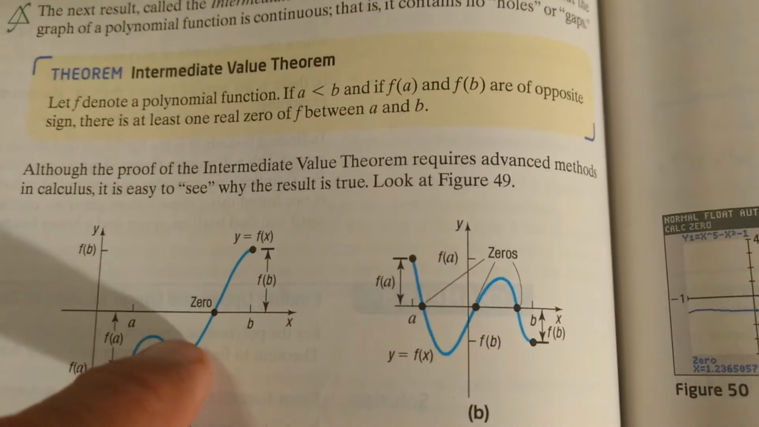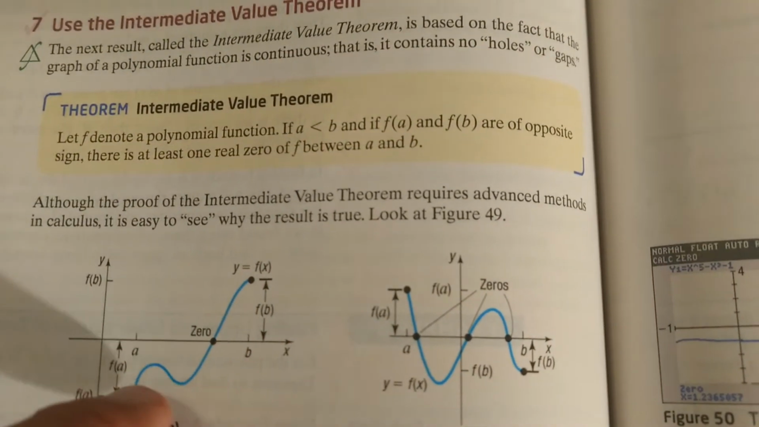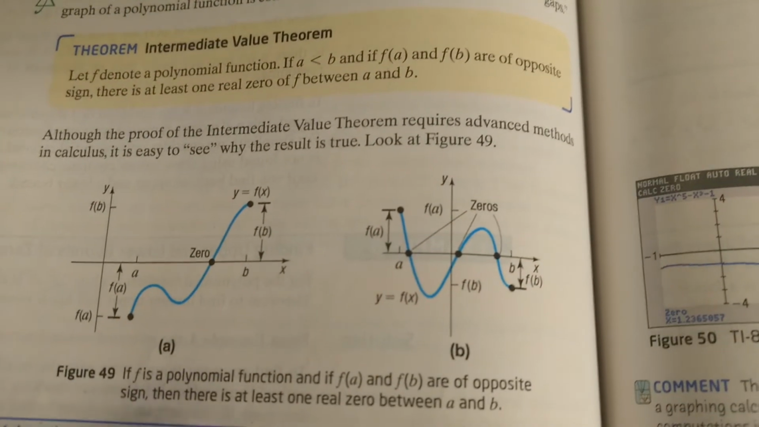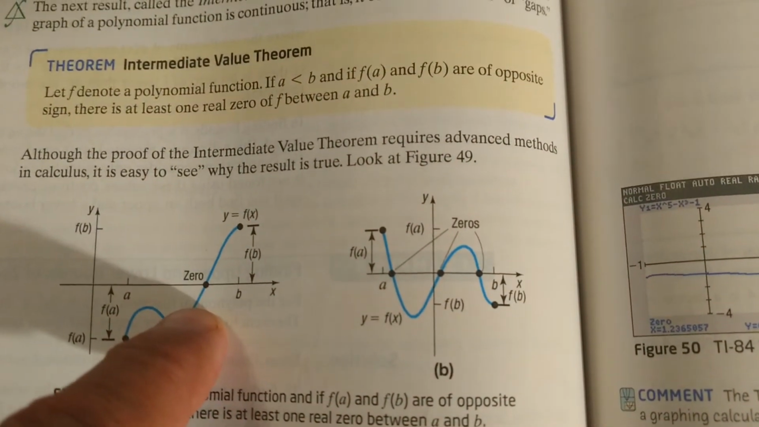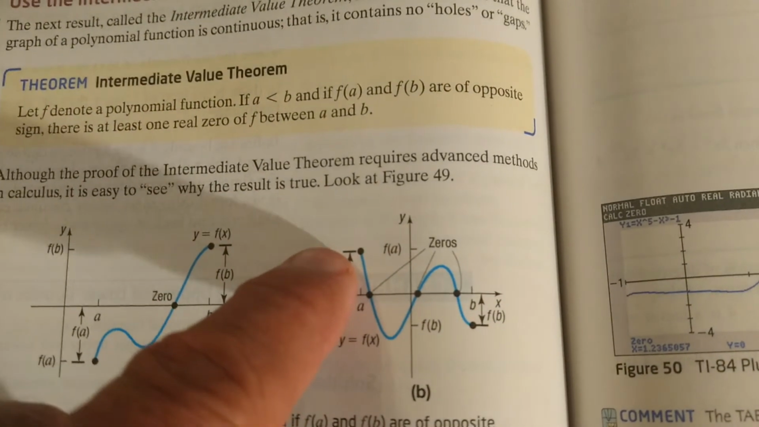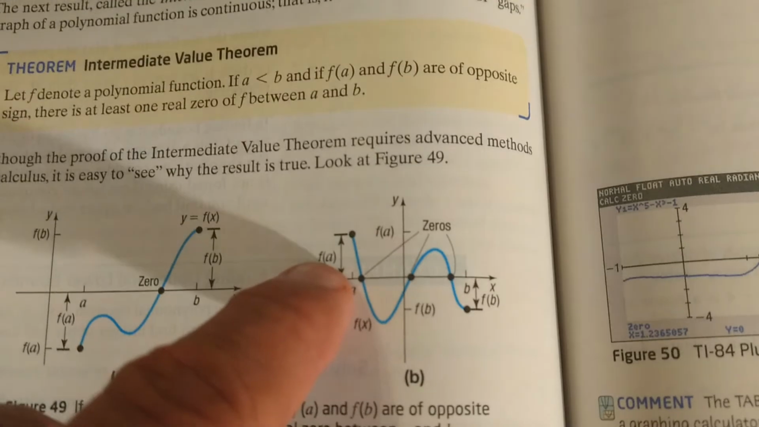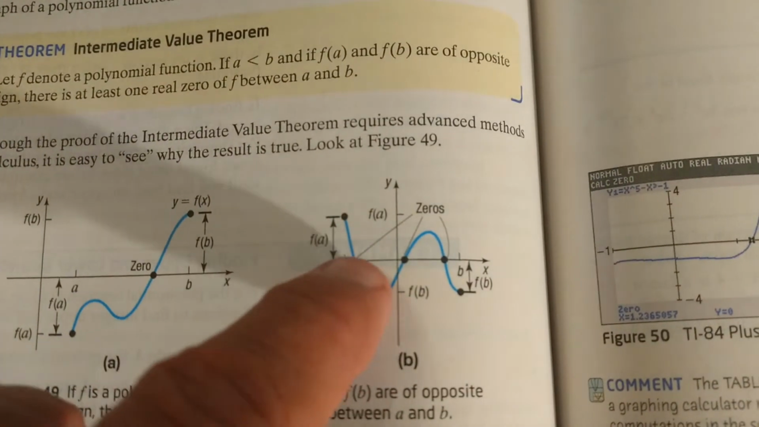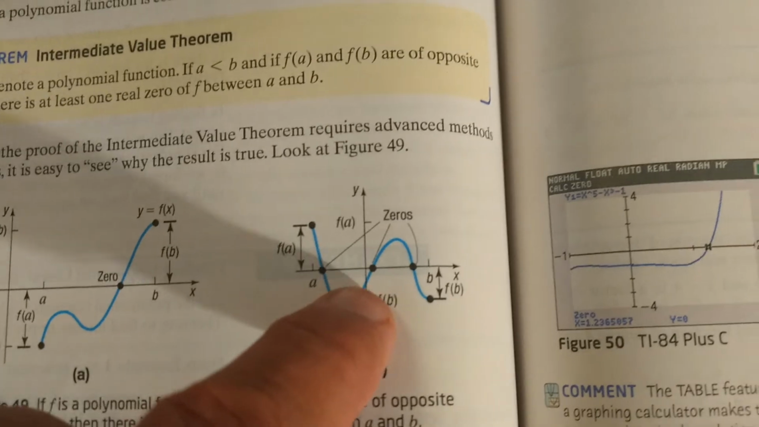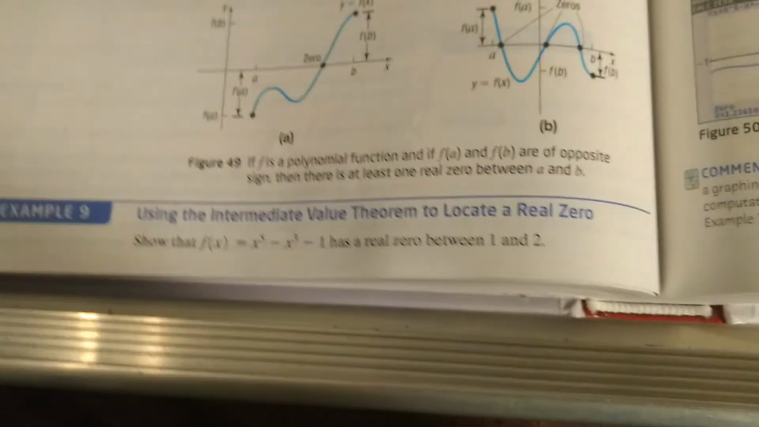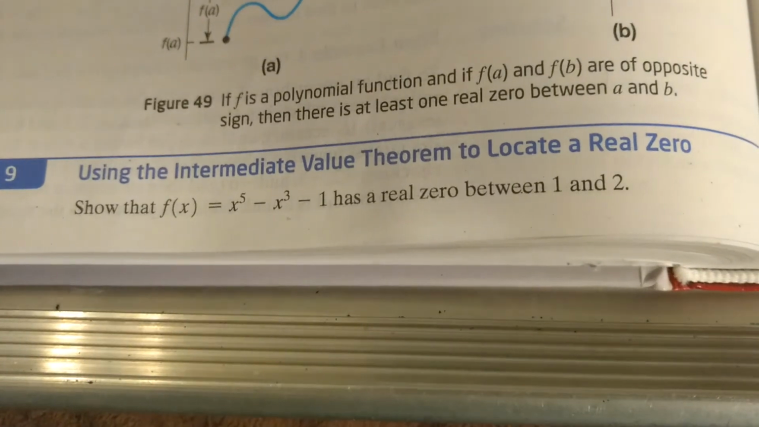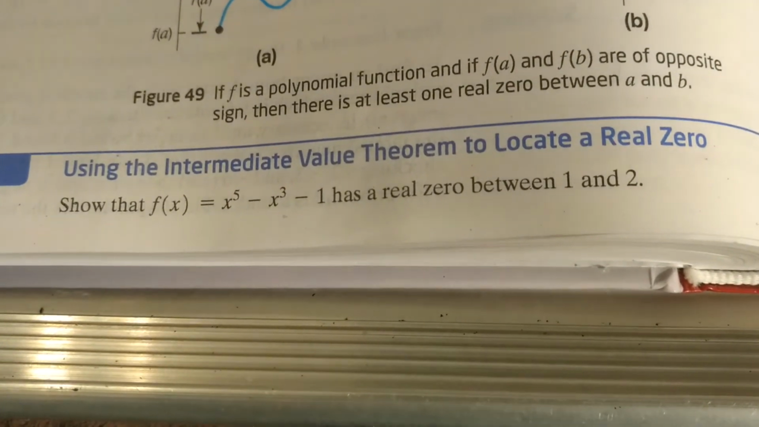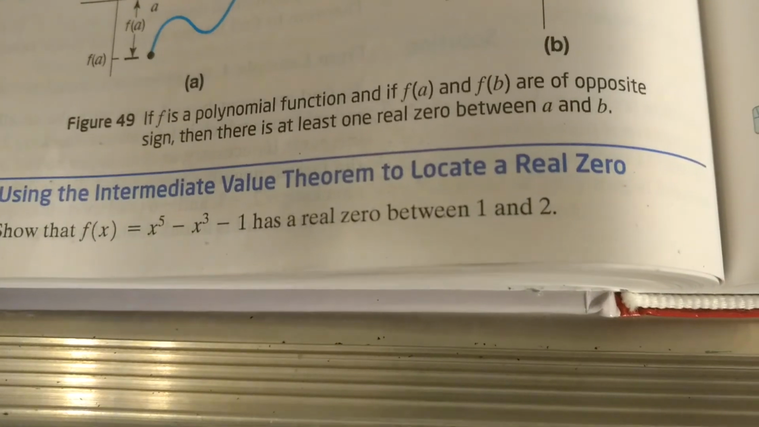Anytime we have a 0, if we have values and I plug them into the function and I get opposite signs, that means the line has crossed the x-axis. See here too. These y's are positive, these y's are negative. So these x's over here give me a positive y. These x's over here give me a negative y. Same thing here, same thing here. So here's what the intermediate value theorem does. It says show that f of x, and incidentally this is example 9, show that f of x equals x to the fifth minus x cubed minus 1 has a real 0 between 1 and 2.